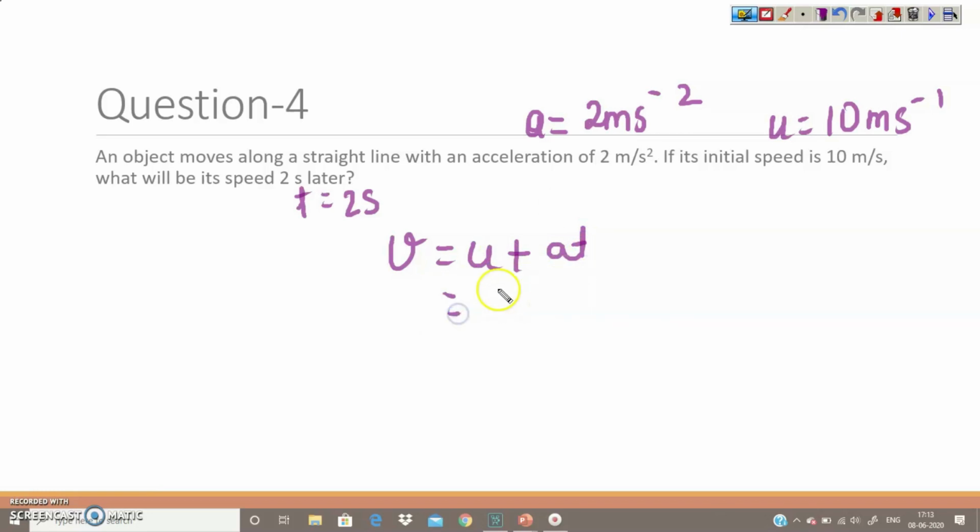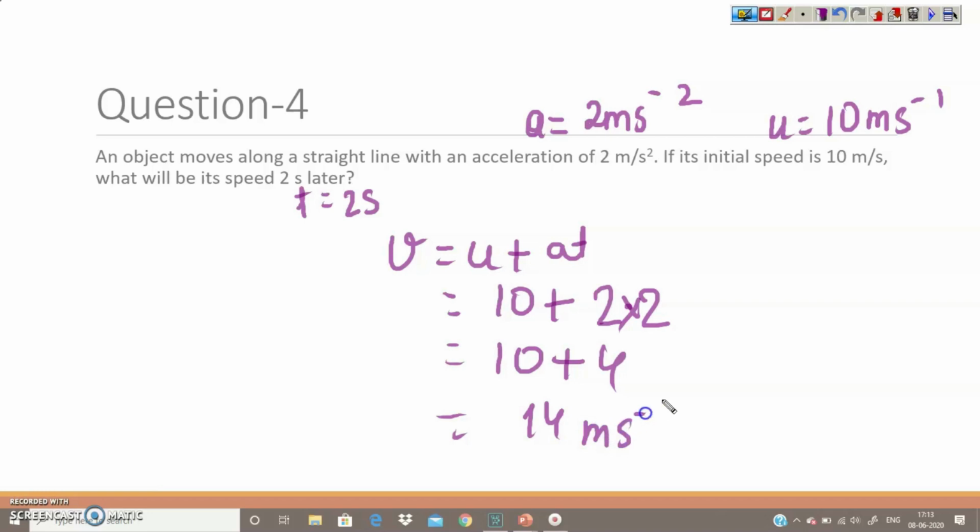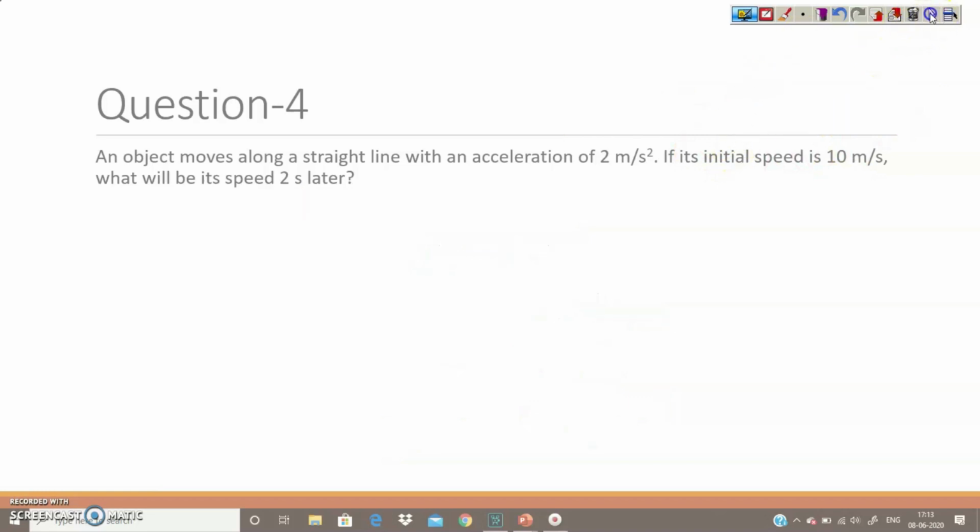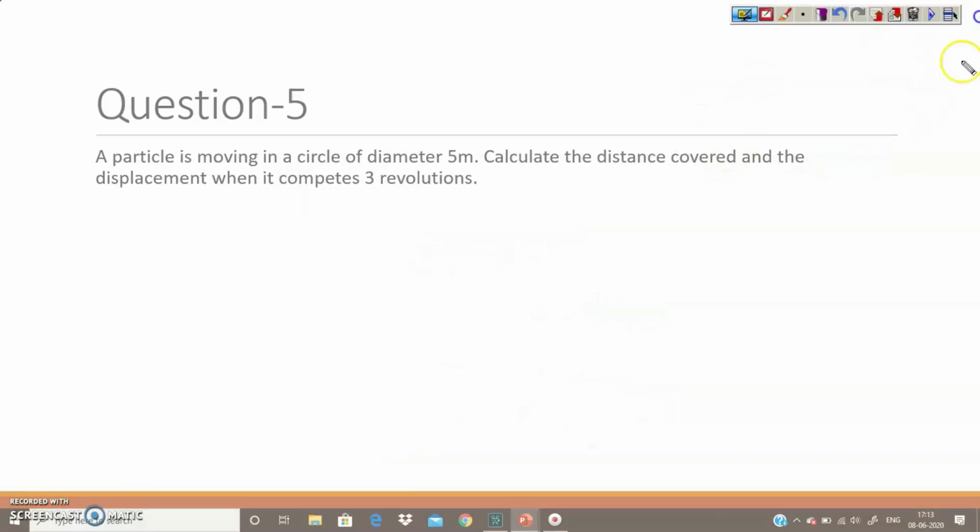Now again put the values. u is 10, a is 2, t is 2. 10 plus 2 times 2, 4. 10 plus 4, 14 meter per second, the final velocity v. This was also so simple. Moving on to our next question, question 5. Let me read the question for you.